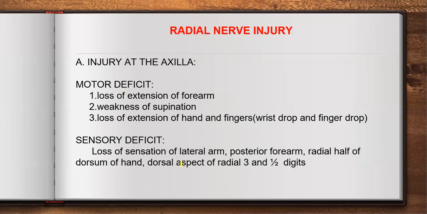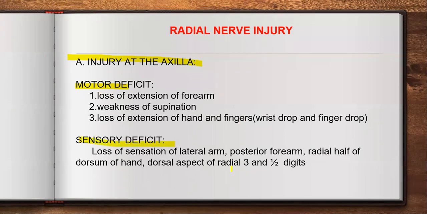So what are the findings we will get in different positions? If it is injured at the axilla, that means at the most upper portion of its journey, then what will the motor deficit be? So there will be loss of extension of the forearm and loss of extension of the hand, that means the wrist, and loss of extension of the finger. So loss of extension of the forearm, loss of extension of the wrist, and loss of extension of the finger. All this extension will be lost.